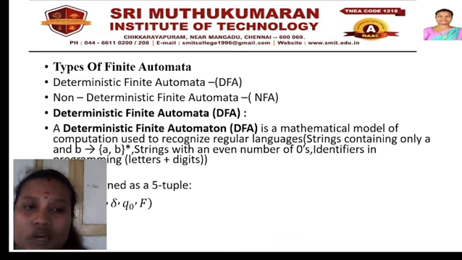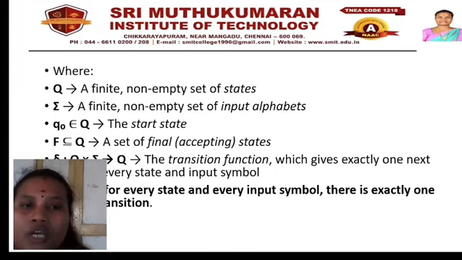A DFA is defined as a 5-tuple denoted by M equal to (Q, Σ, δ, q0, F). Q is a finite non-empty set of states, Σ is the input alphabet, q0 is the start state, F is the final state, otherwise called the accepting state, and δ is the mapping function. An important point of DFA: for every state and every input symbol there is exactly one unique transition.